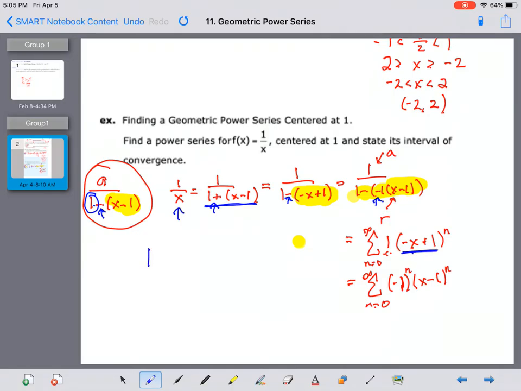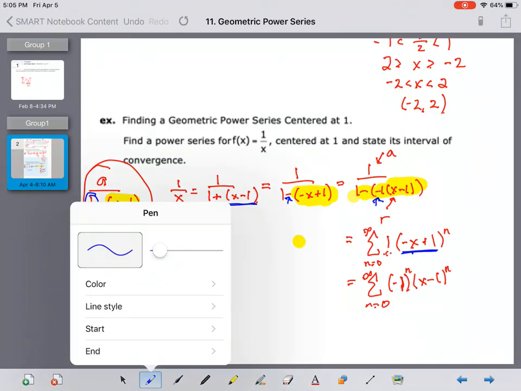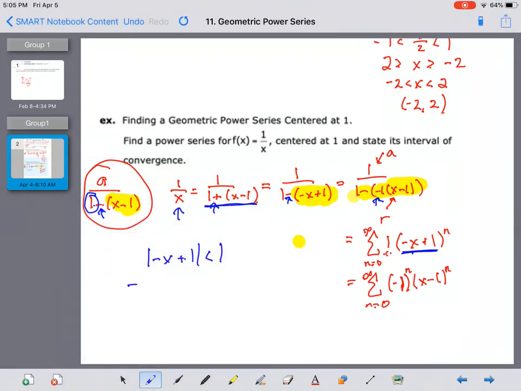Okay, so that idea of the absolute value of -x plus 1 has to be less than 1. So -1 less than -x plus 1 less than 1. Okay, so idea of subtracting out 1, I get a -2 here, less than -x less than 0.